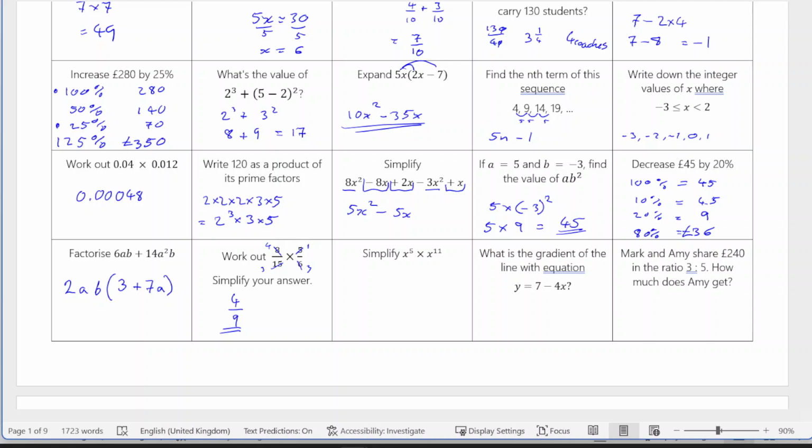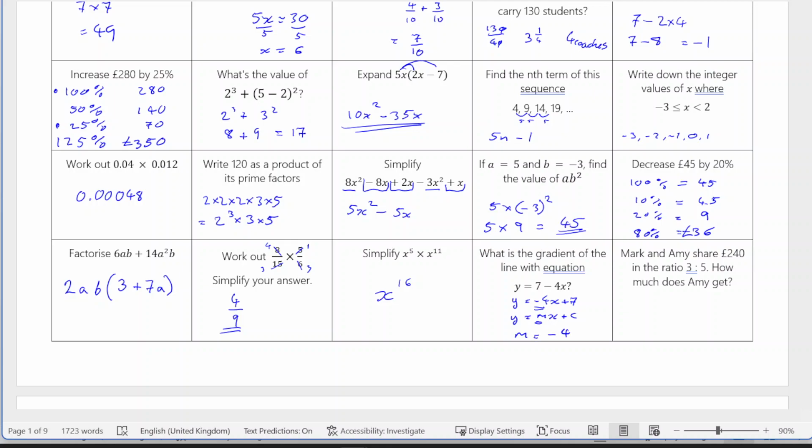Okay, simplify. Laws of indices say, provided we've got the same base number, if we're multiplying 2 indices together, we add the powers, so that's just going to become x to the 5 plus 11, which would be 16. And then what is the gradient of a line with equation y is equal to 7 minus 4x? So that really relies on, I'm going to rearrange this first of all, y is equal to minus 4x plus 7, and then we compare it to y is equal to mx plus c, and then m would be the gradient, so the gradient would be minus 4.